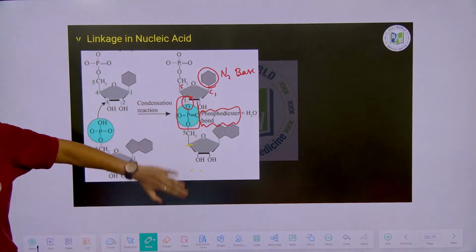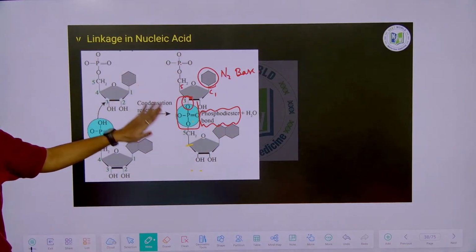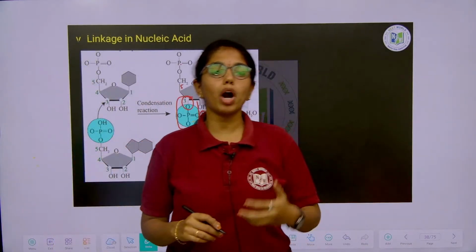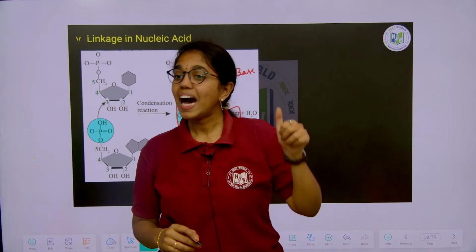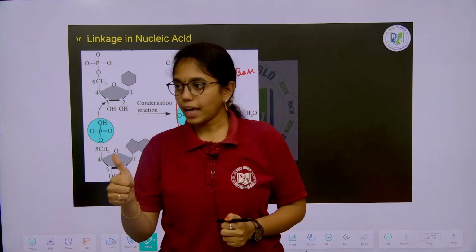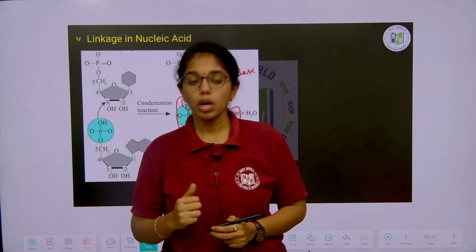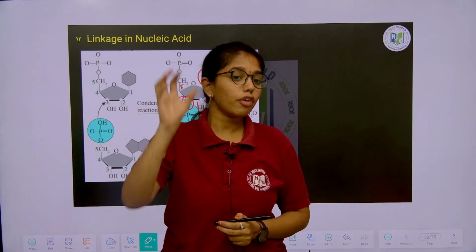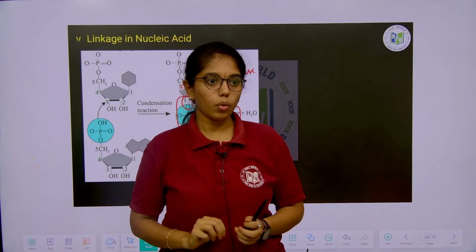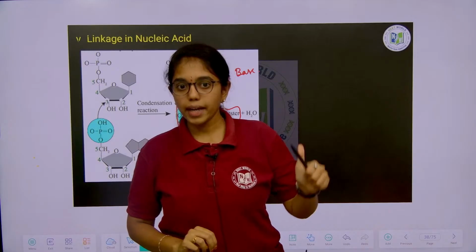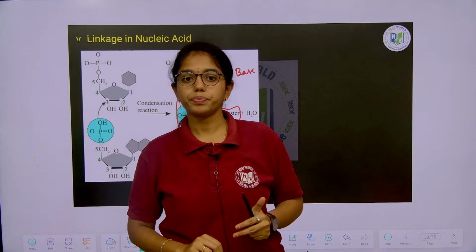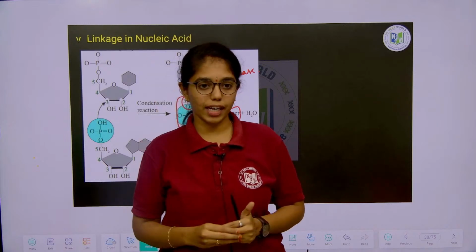How are 2 nucleotides connected by a phosphodiester bond? If the question is how many bonds are involved in the formation of a single nucleotide? 2. N-glycosidic bond, phosphoester bond. How many bonds are involved in the formation of 2 nucleotides or a nucleotide chain? 3. What are they? N-glycosidic bond, phosphoester bond, phosphodiester bond in a single nucleotide chain.